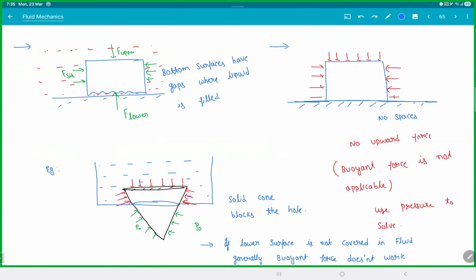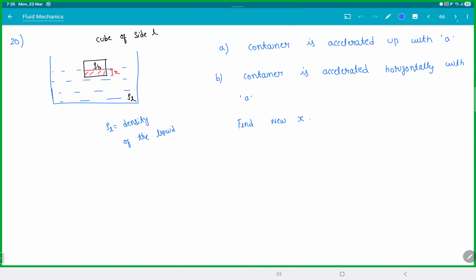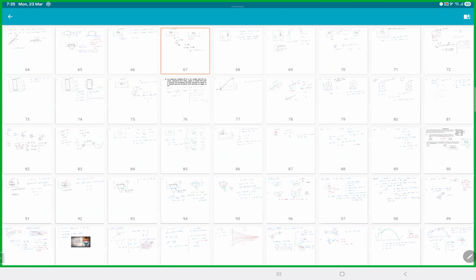Buoyant force is not applicable here. So a simple way to think of it: whenever the lower surface is not covered by the same liquid, you cannot apply buoyant force. This is another example here. We have a container with a hole in it. Someone kept a cone inside, and you blocked the hole. If you look at the picture here, at the bottom, atmosphere is pushing and the liquid is pushing here. So these are the cases where you cannot apply buoyant force. You have to solve using pressure. And there was a question like this.